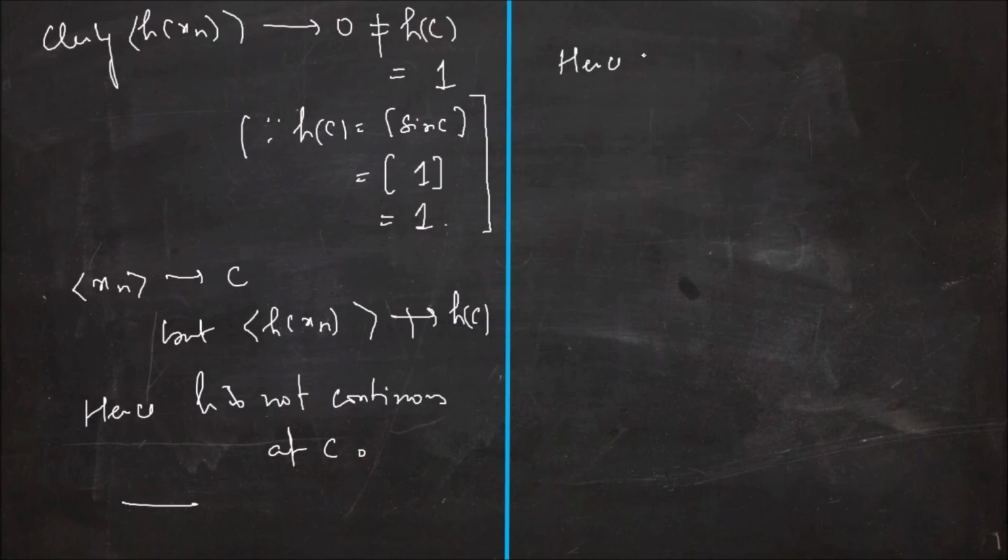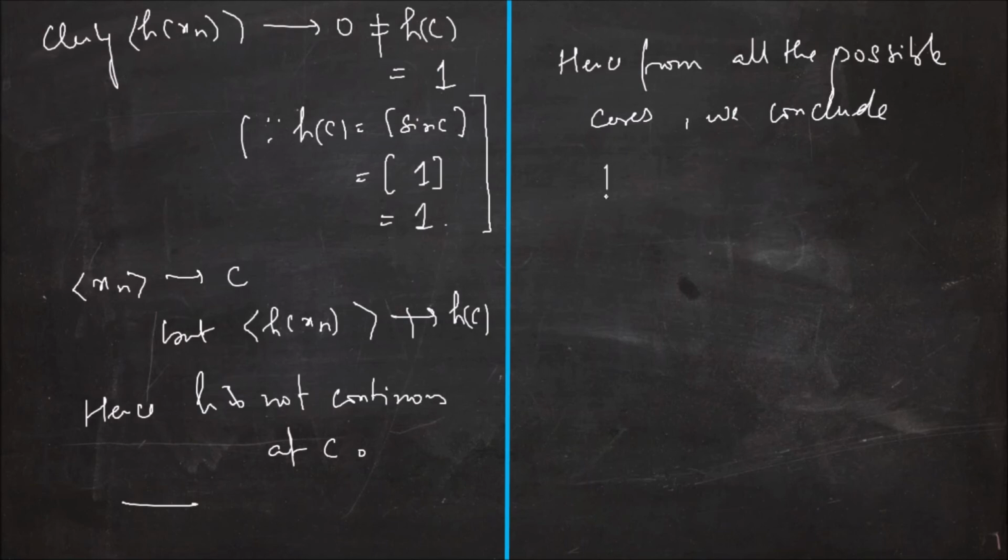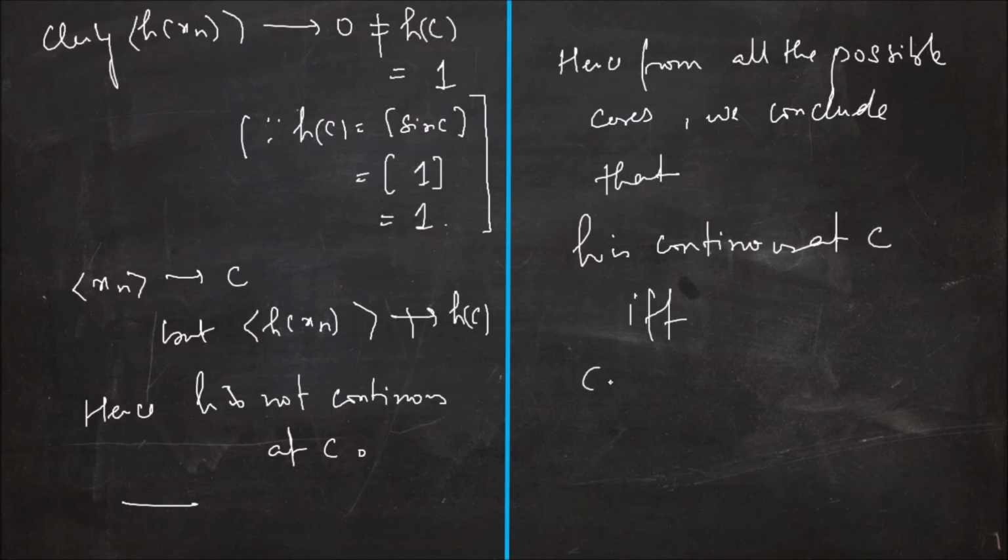Hence, from all the possible cases we conclude that h is continuous at c if and only if c belongs to R minus (S1 union S2).